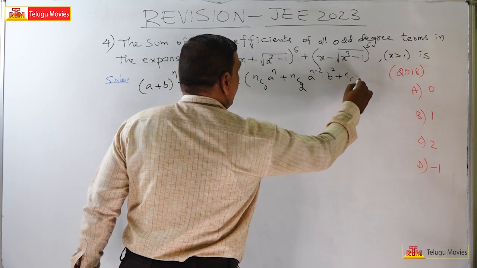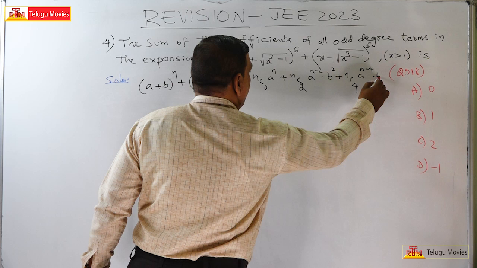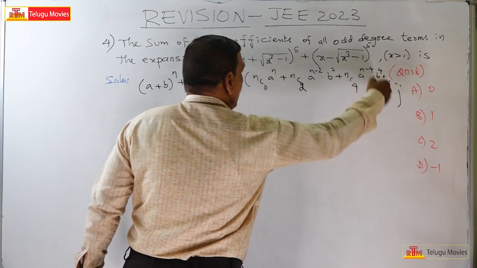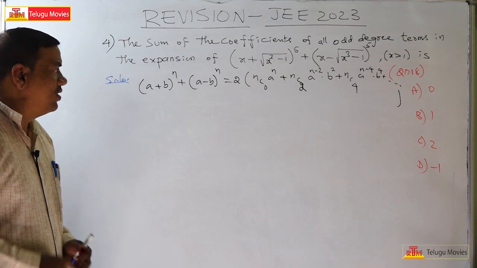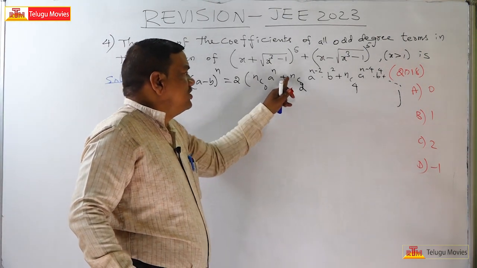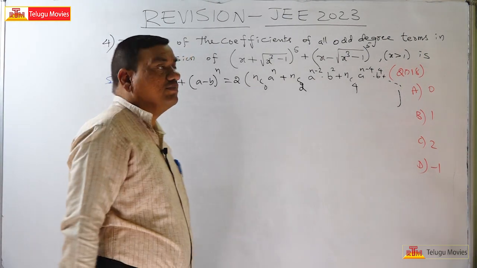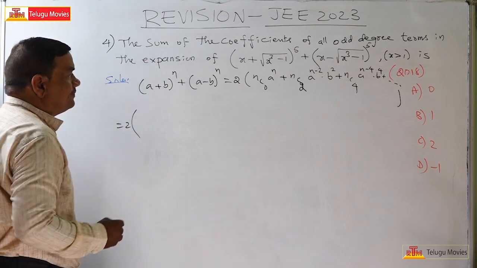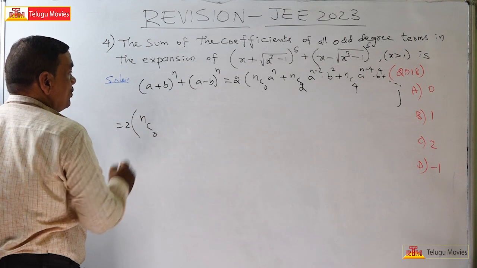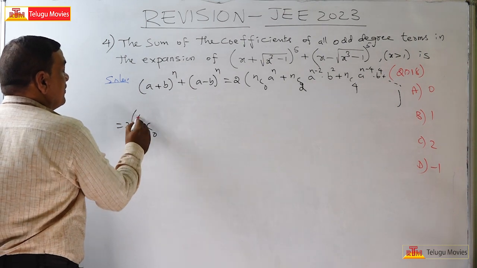Now nC4 a^(n-4) b^4, and it will go on to the last term nCn, depending on whether n is even or odd. On the whole, what will you get? nC0, nC2, nC4, those terms you will get. So there also, this is 2 times nC0. Sorry, here n means 5.